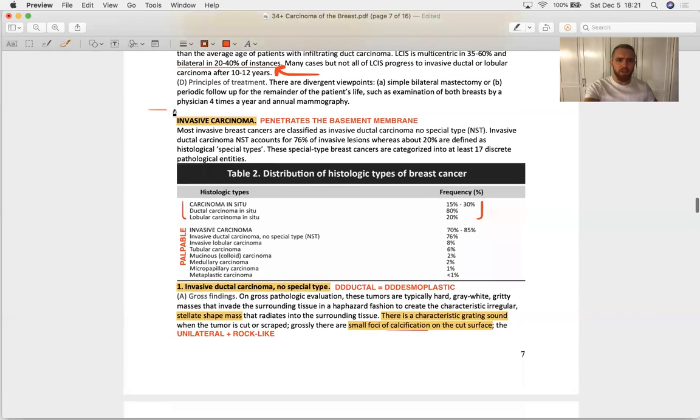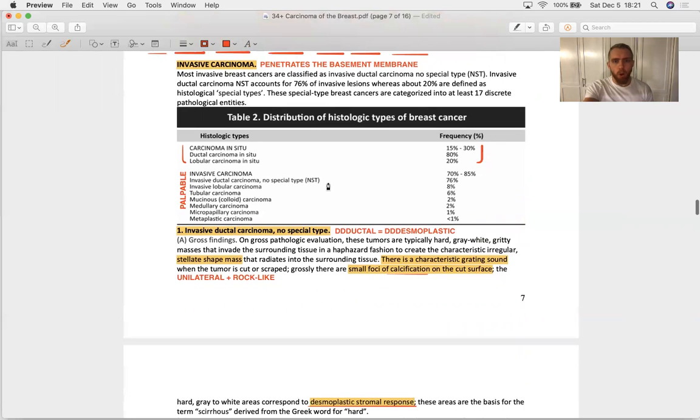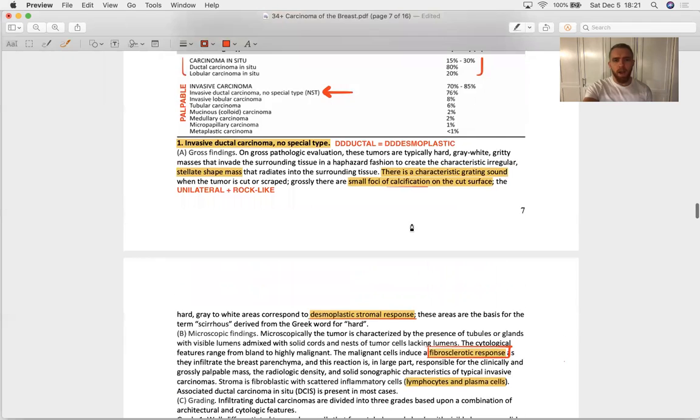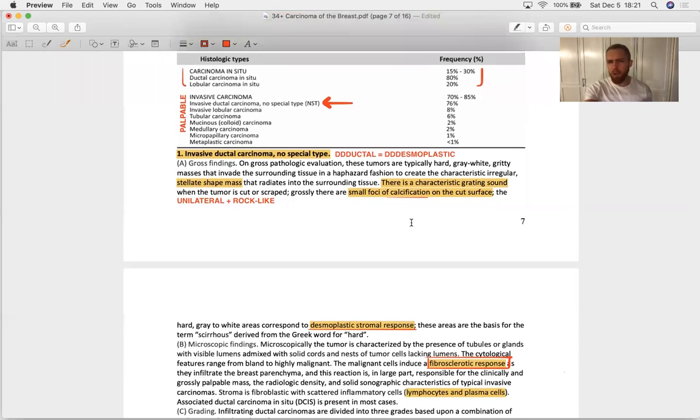Now, we call breast cancer invasive when it decides it's going to leave home and penetrate the basement membrane with the type 4 collagenase and start to spread locally. The most common type of invasive carcinoma is invasive ductal carcinoma. And that's going to account for about 3 in 4 breast cancers, invasive breast cancers. So ductal carcinoma until proven otherwise. Got it. And there are several subtypes, but really what you get shown on the exam is going to be invasive ductal carcinoma, no special type.